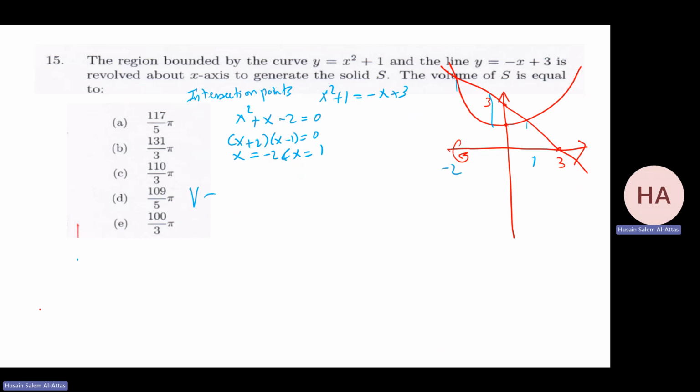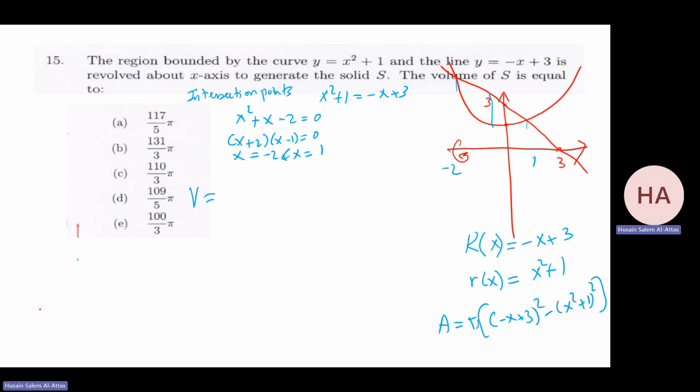So what is the volume? Yeah, what is R of x? Capital R of x. The upper one will be the line, and the small one, the outer radius and the inner radius. The inner radius will be what? X squared plus 1. And the area will be pi times the outer radius squared minus the inner radius squared.